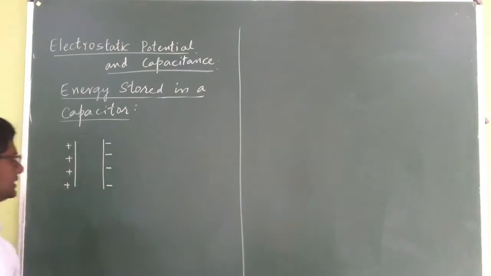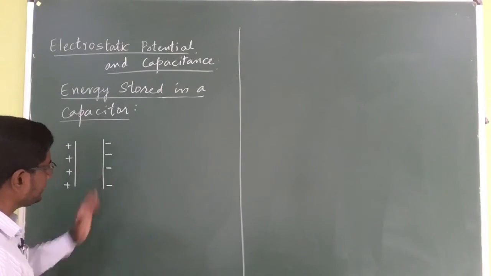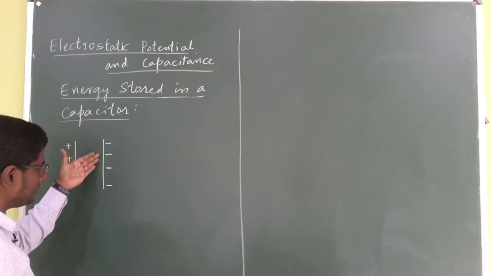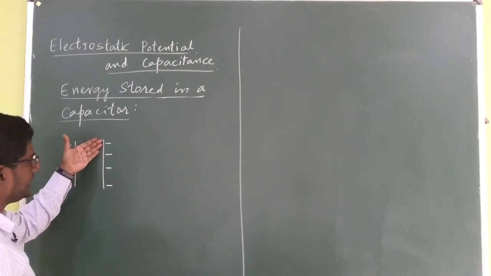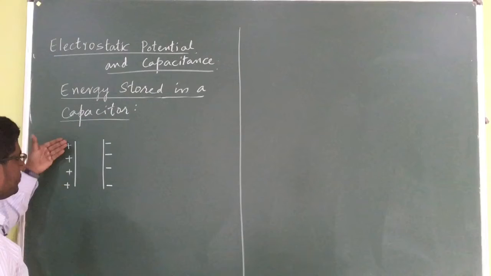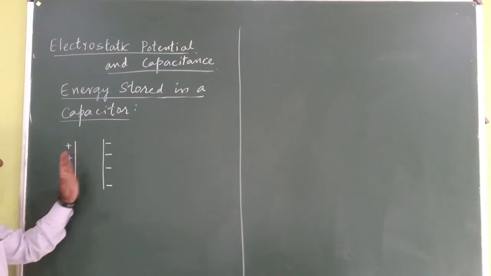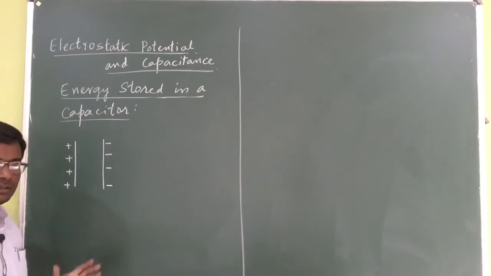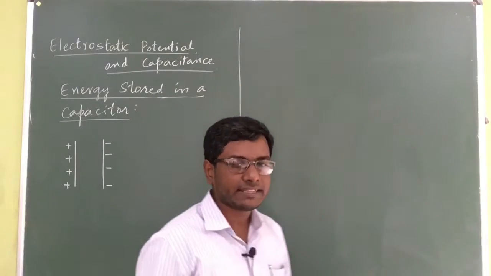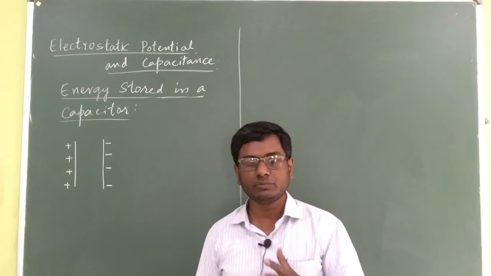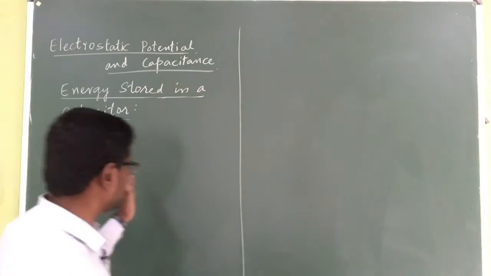What we can say here is, this plate was initially neutral, this plate was also initially neutral. What we did was, we removed all the positive charge from this plate and gave it to this plate, and we removed the negative charge present on this plate and gave it to this plate. Now these charges are going to stay there for a very long period of time, and that is the capacitance. That is, the charges are going to be stored in the plates.